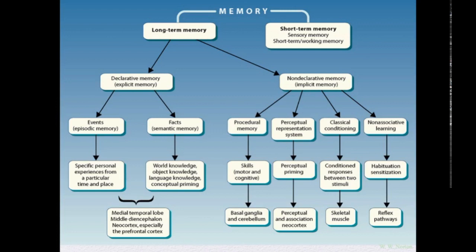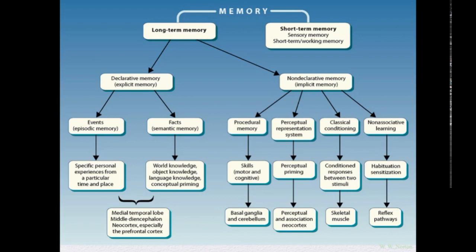Now, long term memory is also seen to be of two kinds. One is declarative memory and second is non-declarative memory. Now, declarative memory is also called explicit memory and non-declarative memory is called implicit memory. Now, explicit memory is the kind of memory that can be verbalized, okay, and we are aware of remembering that.